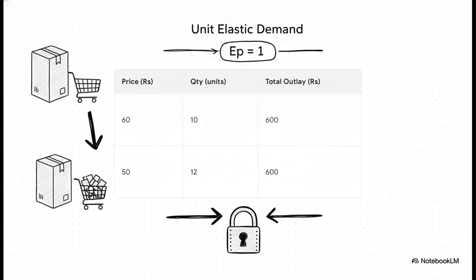But do the math in that final column. 50 times 12 is exactly 600 rupees. The total outlay is completely frozen. That drop in price was perfectly offset by the proportional jump in sales. When this happens, it's called unit elastic demand, meaning elasticity, or EP, is exactly equal to 1.